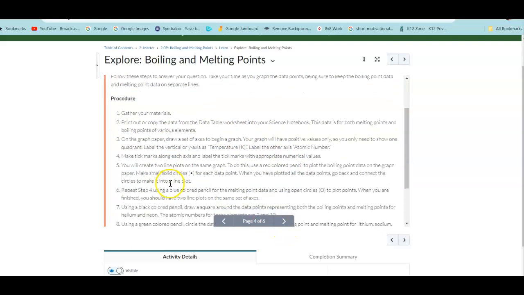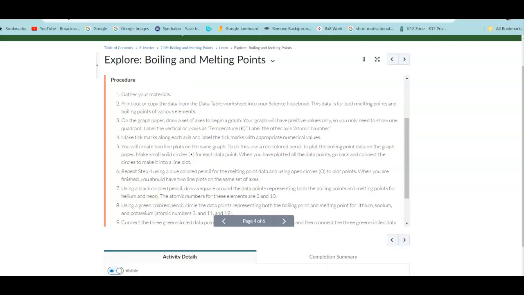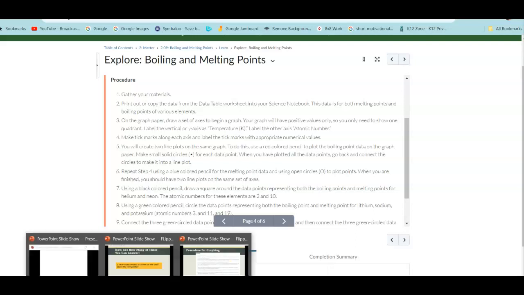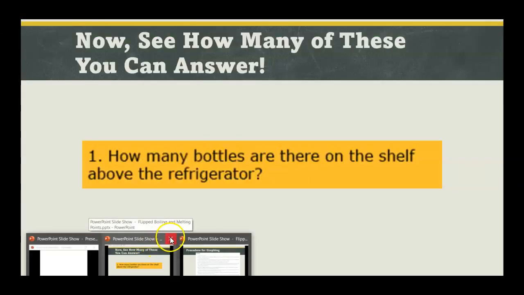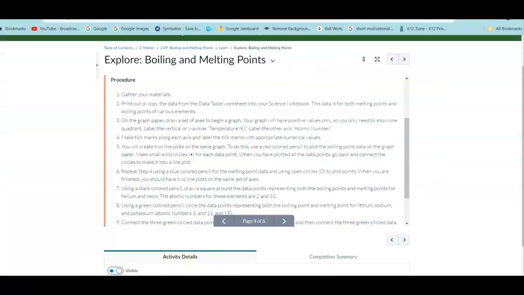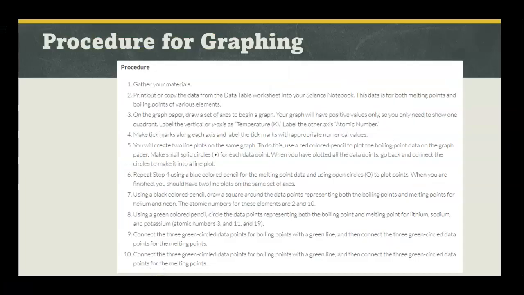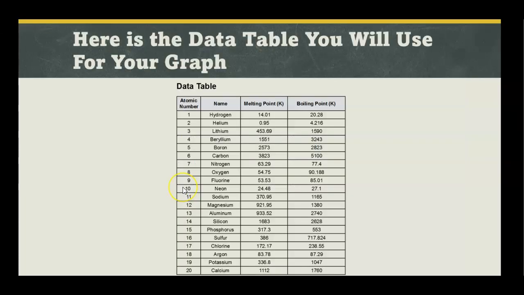So this procedure I've broken out step by step on a PowerPoint because you can tell it's very, very detailed. And a lot of students get really frustrated trying to do this and just really get overwhelmed and give up. But if you take it step by step, it is really not as difficult as you might think. So jumping back in, here's that procedure.